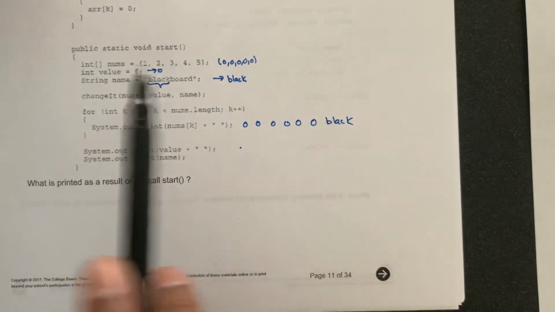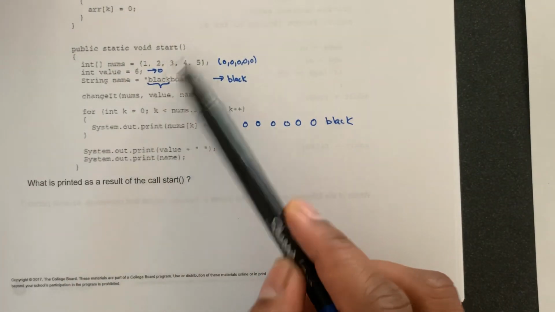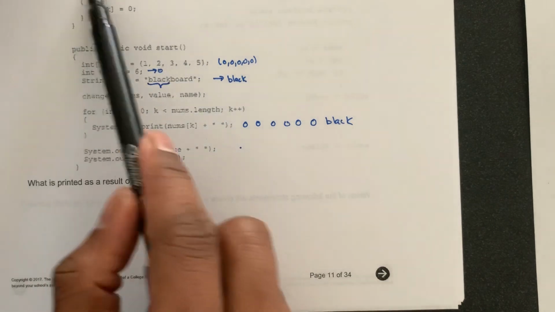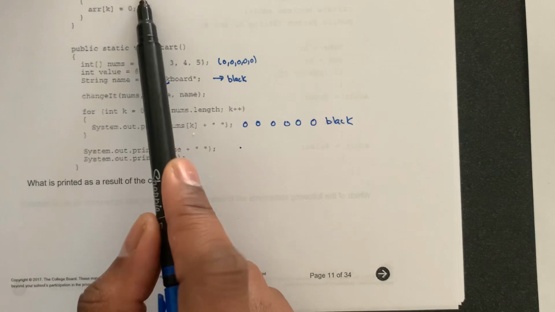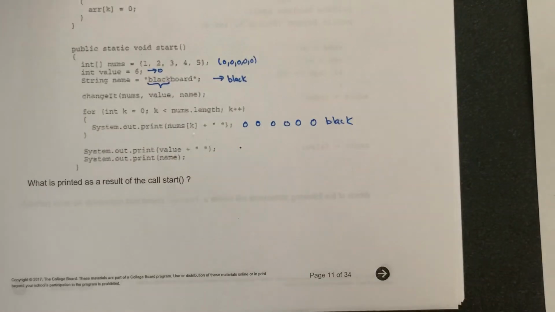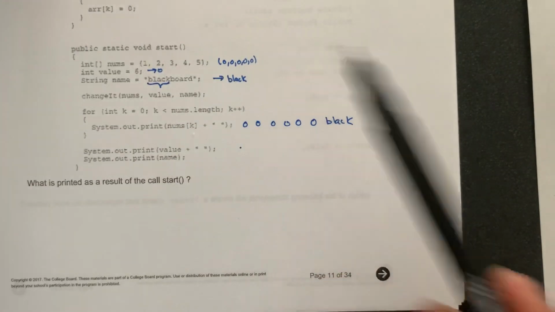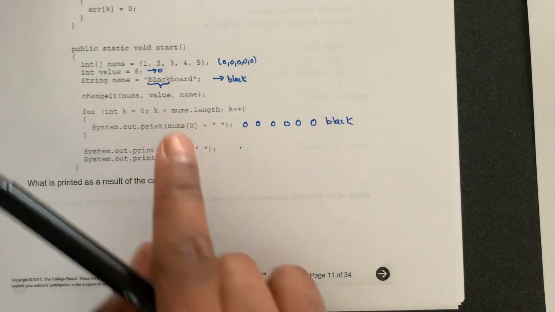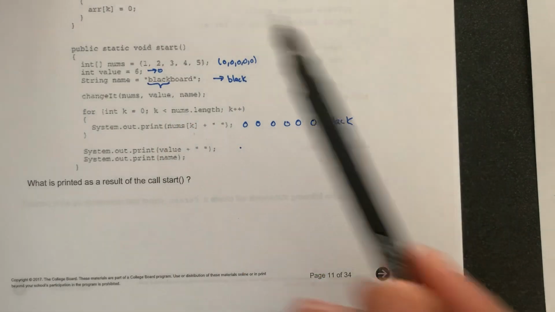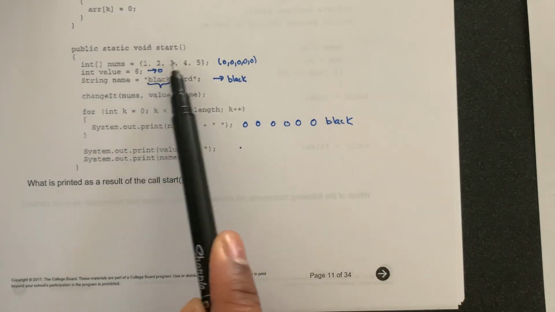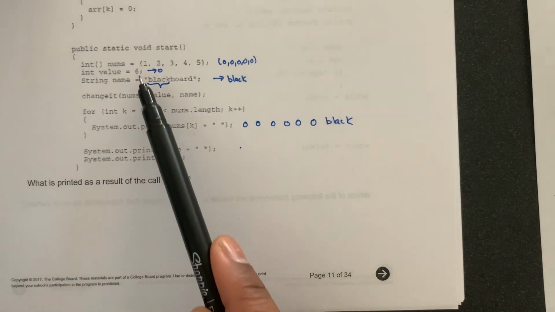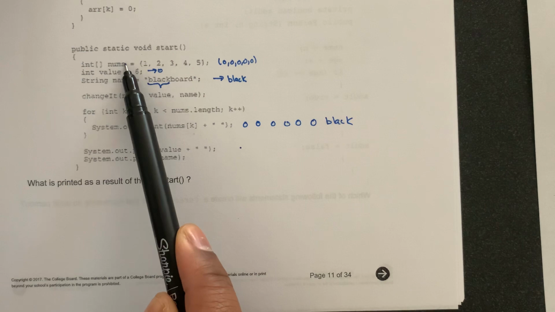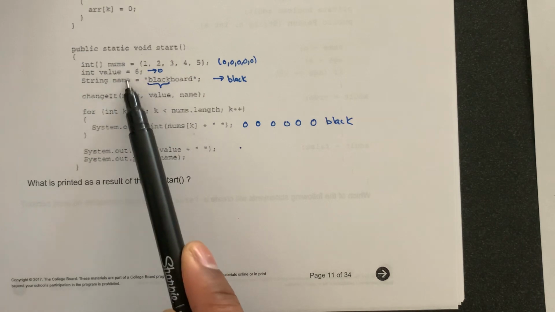The problem is, again, that these variables live inside this method, and using them in some method outside of that doesn't change the value. Like if we had a class where we set those values, that would change. So this is the output you think you would get, but actually all you're going to get is 1, 2, 3, 4, 5, 6 and Blackboard, because nothing inside this method changed the values of nums, value, or name.